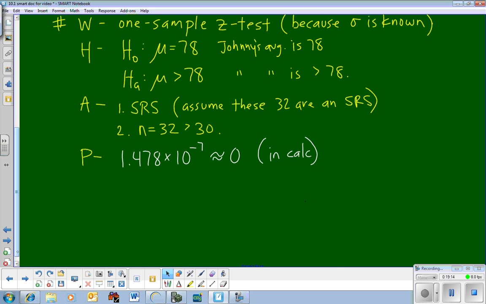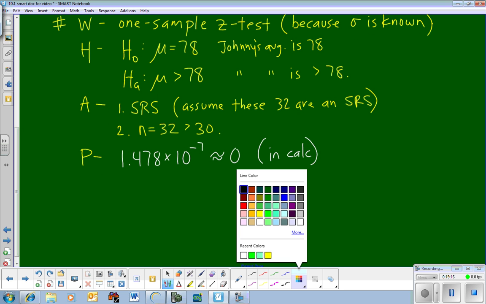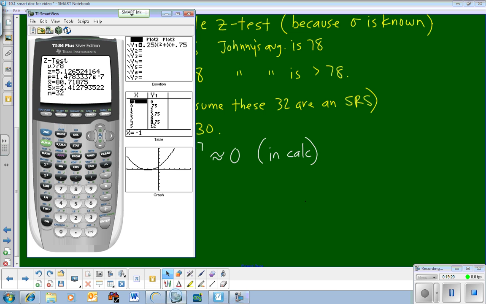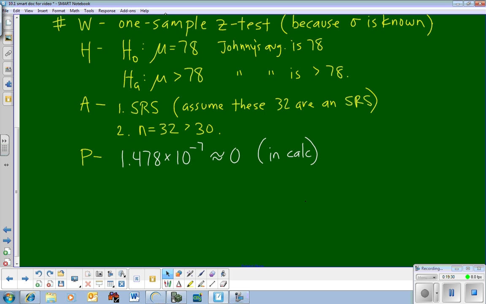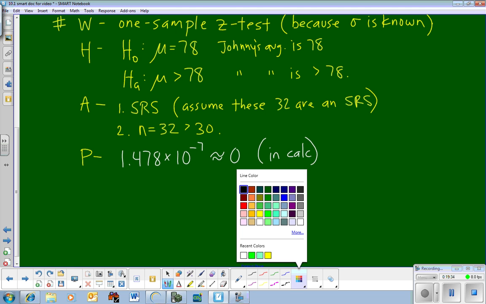Okay? If he's telling the truth, then a result as messed up as we got, which, by the way, it gave us the average to be 80.7. If he's really a 78 shooter, then an average of 32 scores being 80.7 is almost unheard of. So my little normal diagram at the very beginning was a little off.